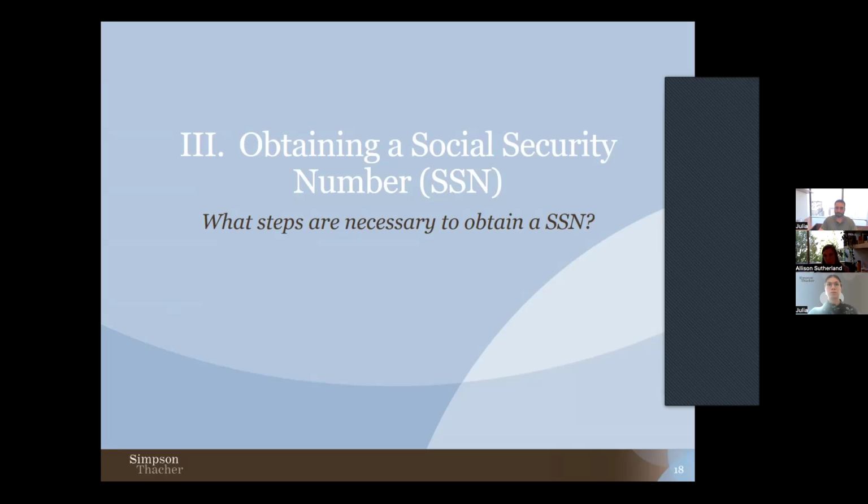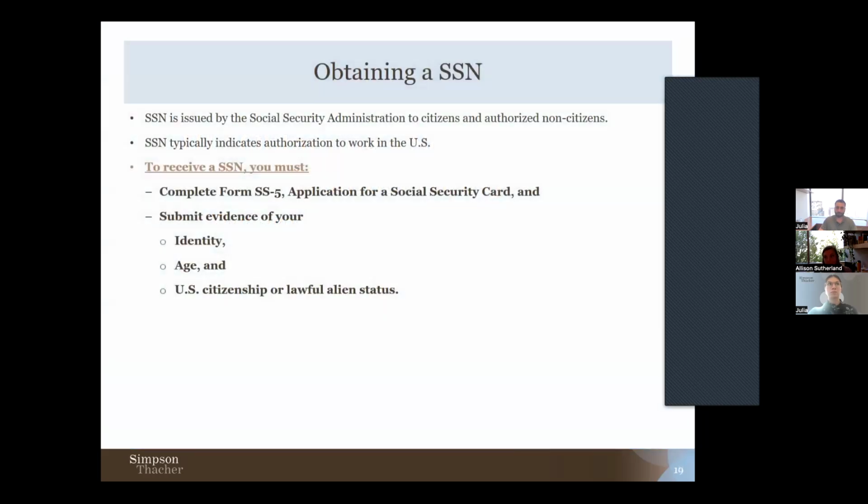The last topic I'll discuss before turning it over to my colleague Ali is how to obtain a social security number. A social security number is an identification number that's issued by the Social Security Administration to citizens and authorized non-citizens. And it's usually used to indicate that you're approved to work in the United States. And so in order to receive a social security number, you'll want to complete the form SS-5, which is the application, and you'll need to submit evidence of your identity, your age, and either your permanent residence status or your US citizenship.